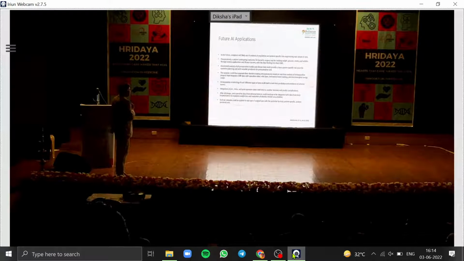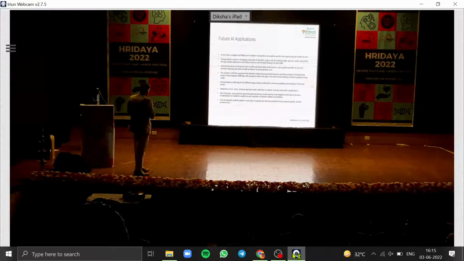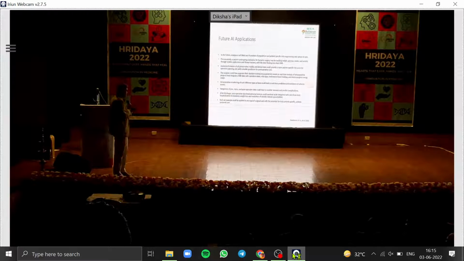So what are the future applications of AI? A future surgeon will likely see AI analysis of population or patient-specific data augmenting each phase of care. In the whole of India, someone in, let's say, Maharashtra might be treated completely differently from someone in Kerala, or someone in Assam, or someone in Punjab. There might be completely different ways of treating, or it might be a similar way of treating the same disease.